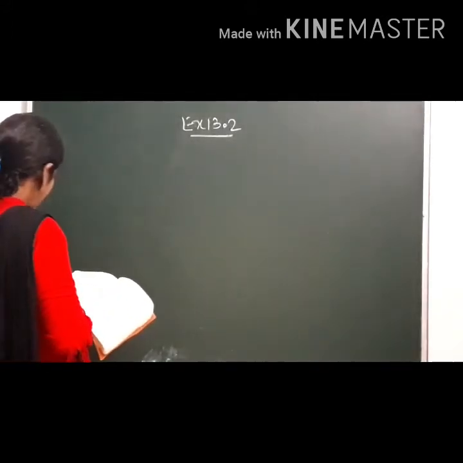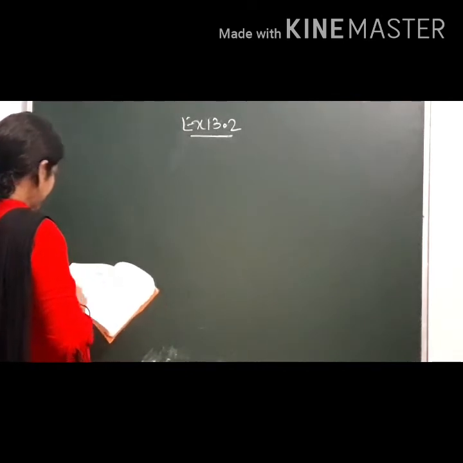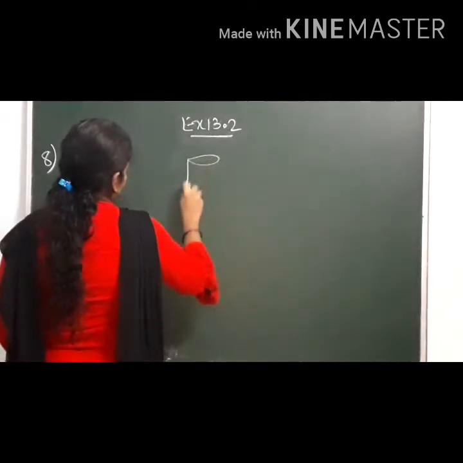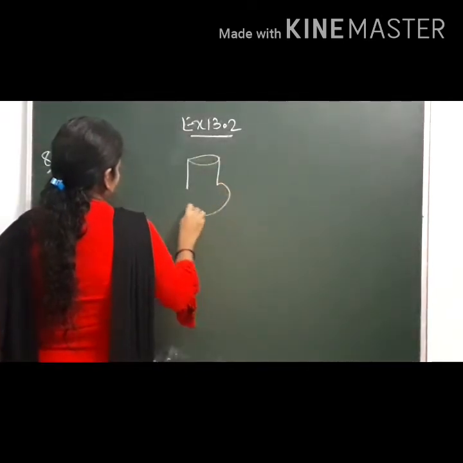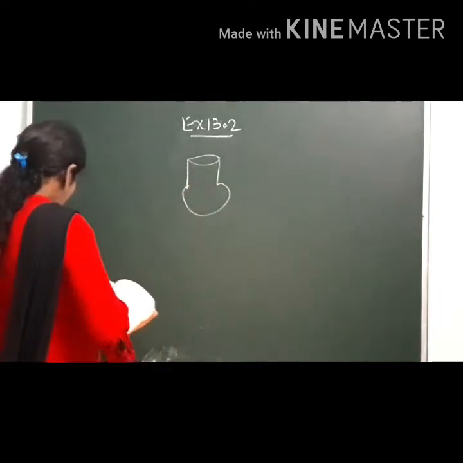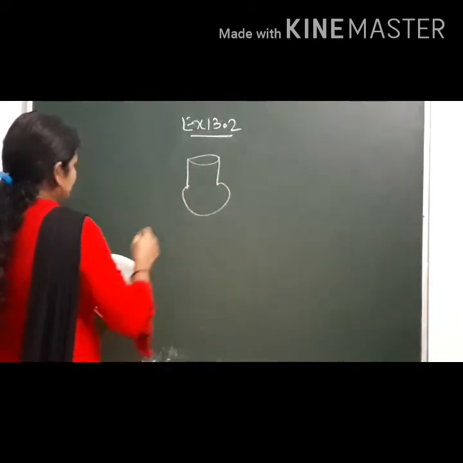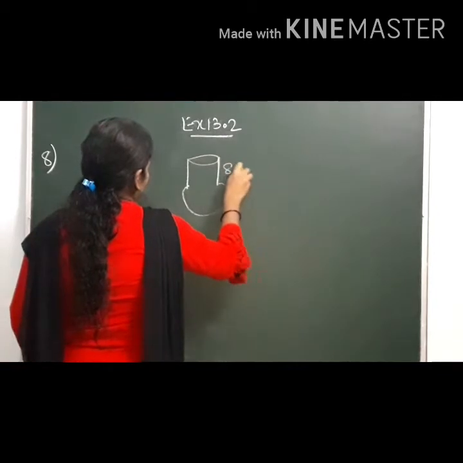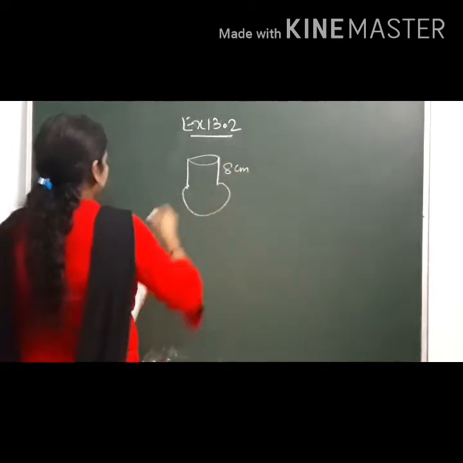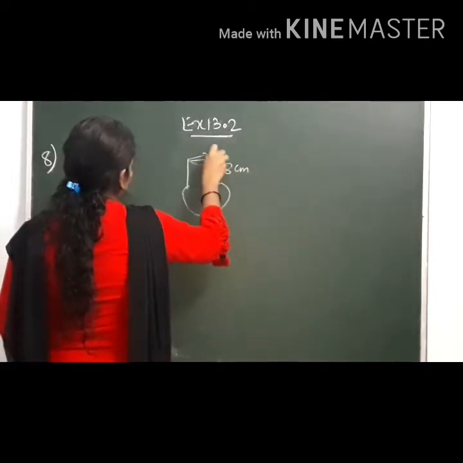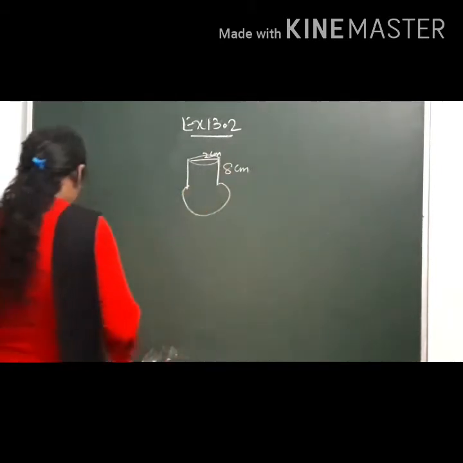What is given? A spherical glass vessel has a cylindrical neck. So this is the cylindrical neck and that is the spherical glass vessel. The cylindrical neck is 8 cm long and 2 cm in diameter. This is the 8 cm length, and this is the 2 cm, it is also 2 cm.